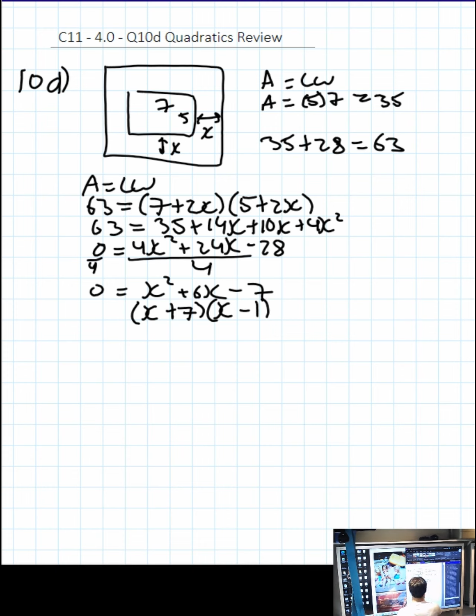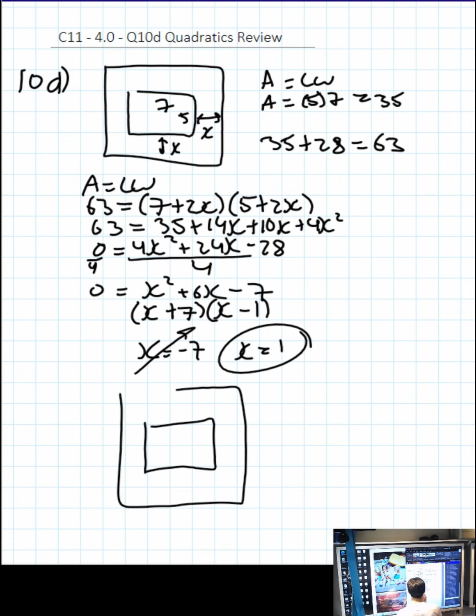Therefore, x equals negative 7, and beside it, x equals 1. Cross off x equals negative 7. We can't have a negative 7 length increase, and circle x equals 1. So let's redraw our diagram down below. Same diagram. Now, if the lengths are 5 by 7, let's put 5 by 7 on the inside. Then they're both increased by a length of 1. What will the new dimensions be? Well, it'll be 7 by 9. So we're increasing them by x twice. So 5 plus x plus x, or 5 plus 1 plus 1 will be 7. And 7 plus 1 plus 1 will be 9.